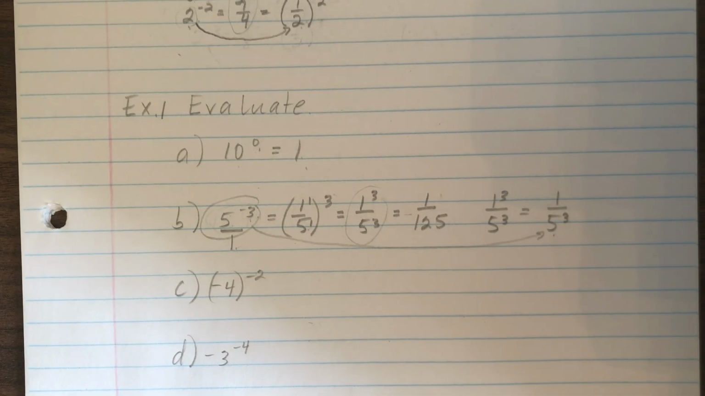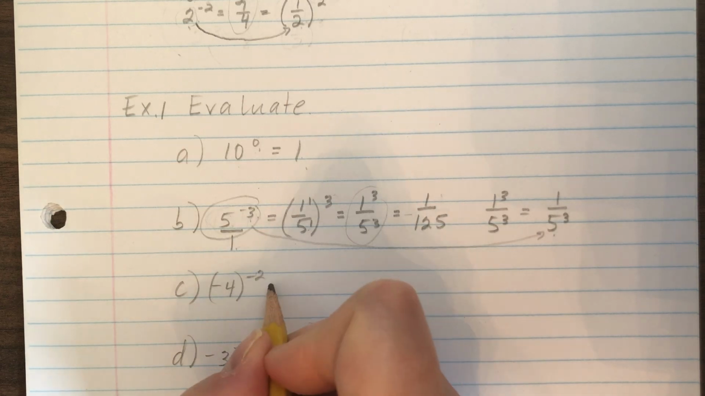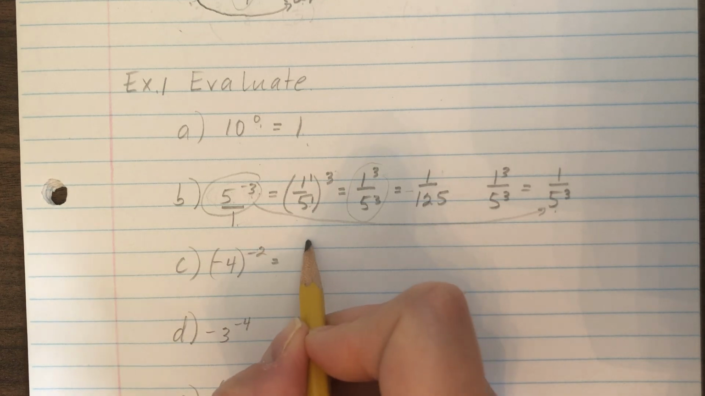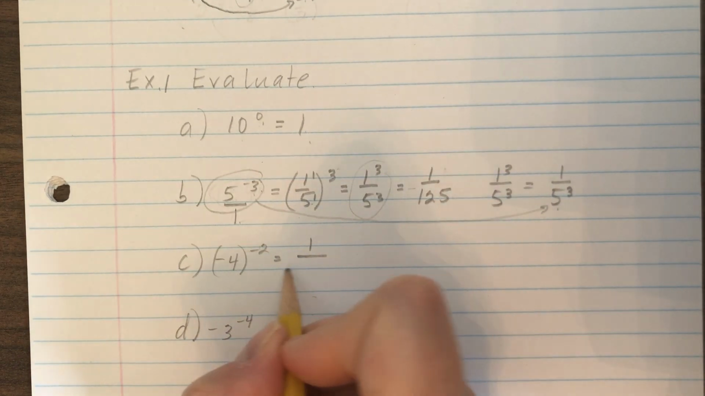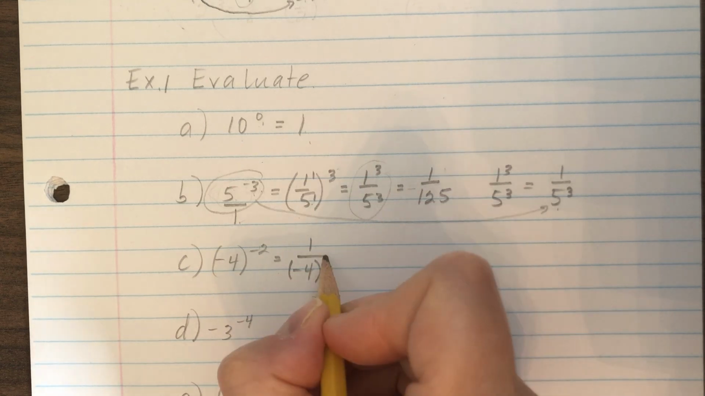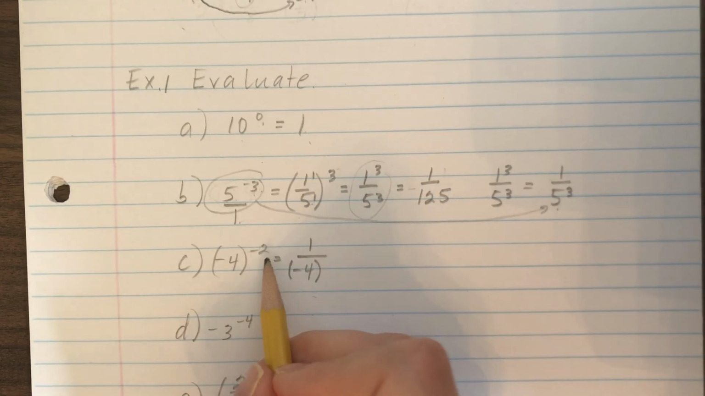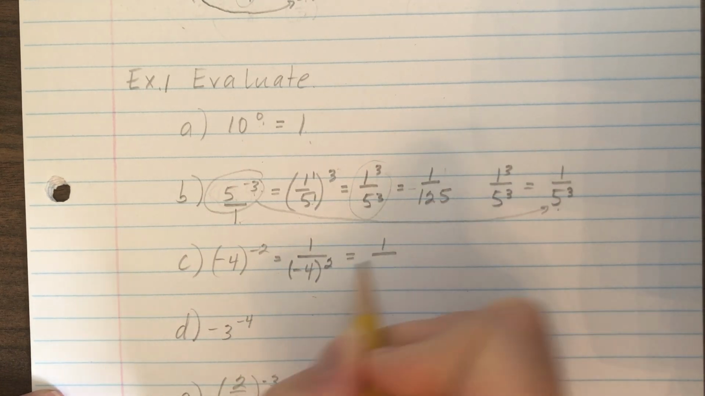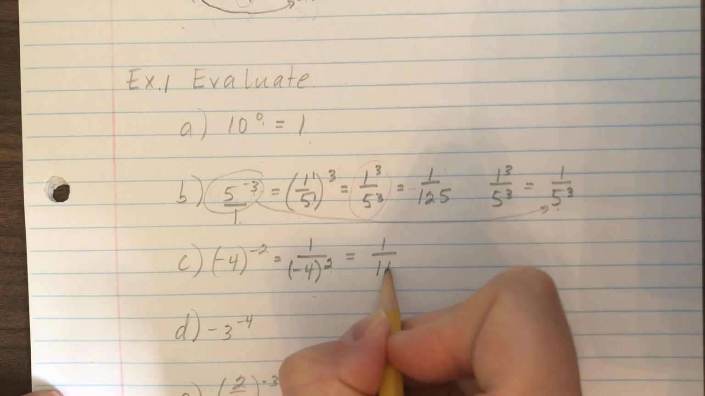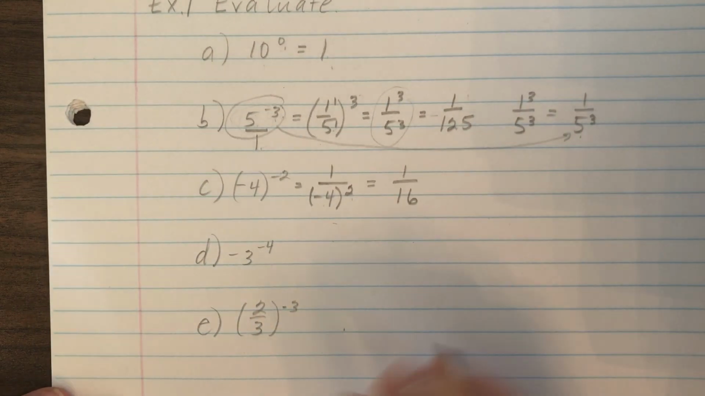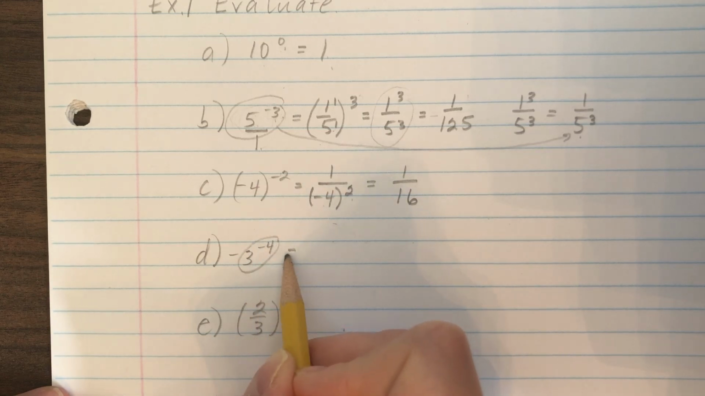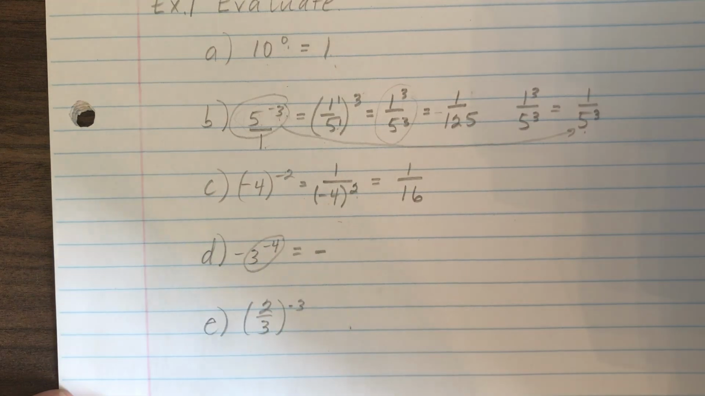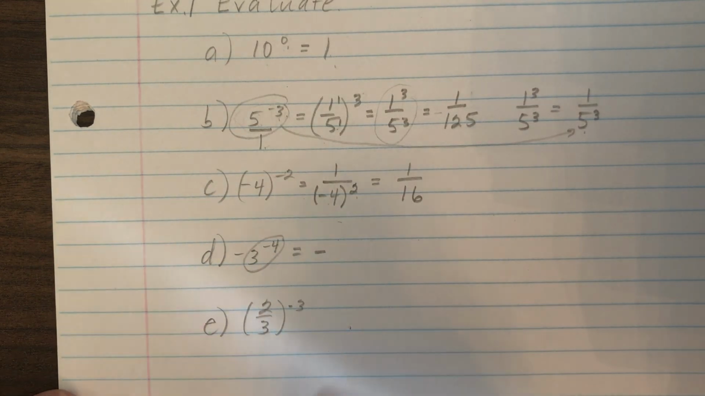So if I look at C, I have -4 to the exponent -2. I can take the reciprocal of this entire power to give me 1 over (-4), and then I would change the exponent from -2 to a +2. And then evaluating (-4) squared gives me +16. In part D, the entire power is negative, so I will have a negative to start. And then I'm going to rewrite 3 to the exponent -4 using positive exponents by taking the reciprocal of the entire power.